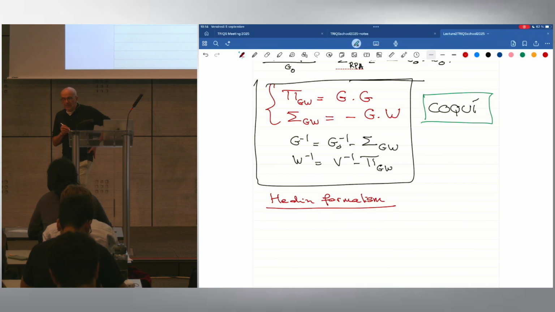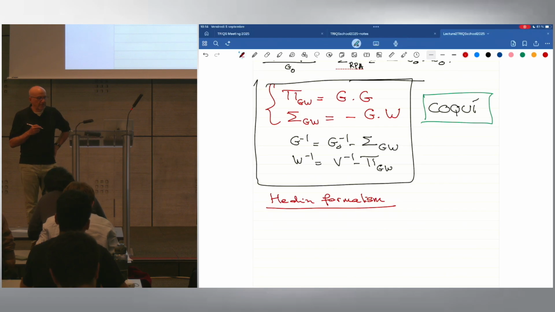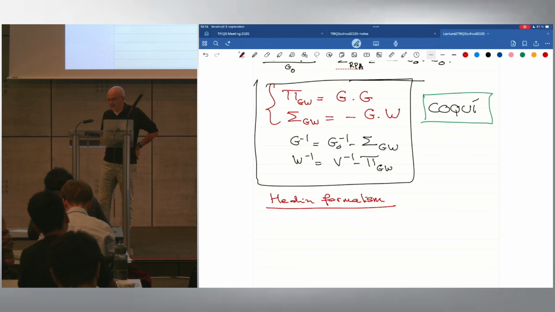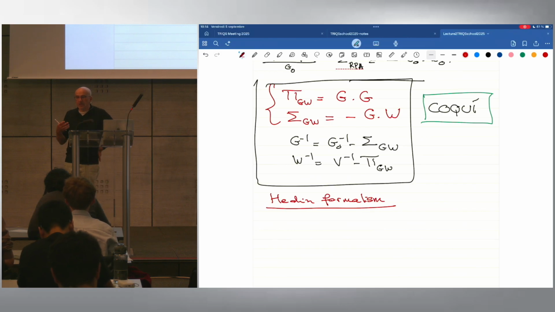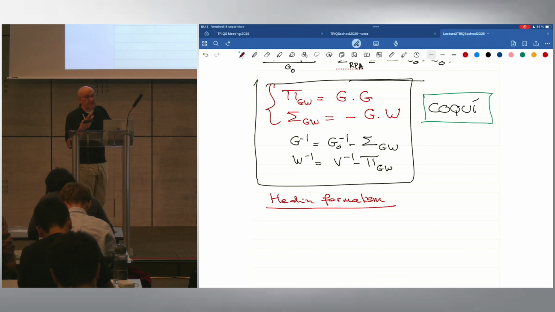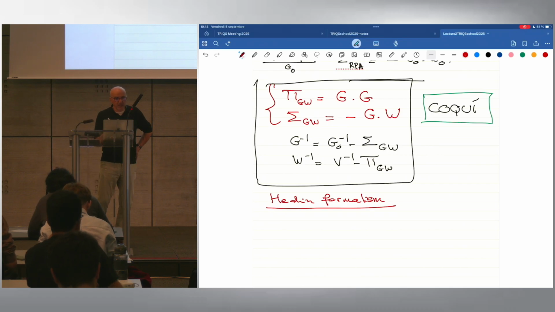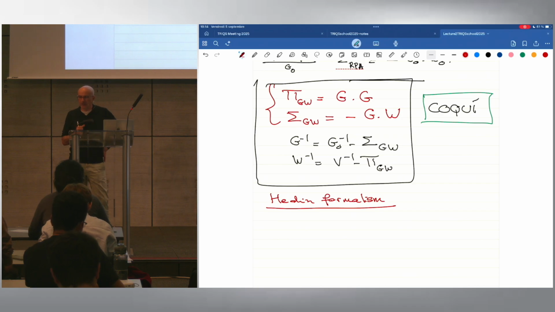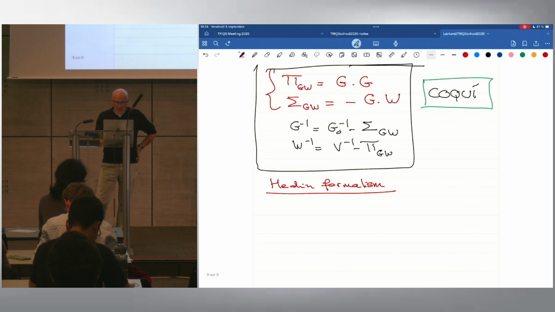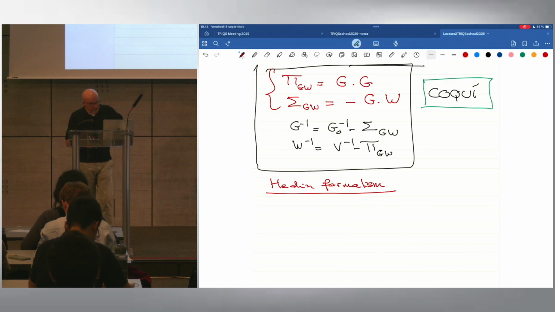The Hedin formalism is a seminal paper by Hedin in the 60s, which derived a set of exact many-body equations, for which GW, self-consistent GW, can be seen as a particular approximation. And for the aficionados, let me just quote what Hedin's equations are. So the Hedin equations are the following.